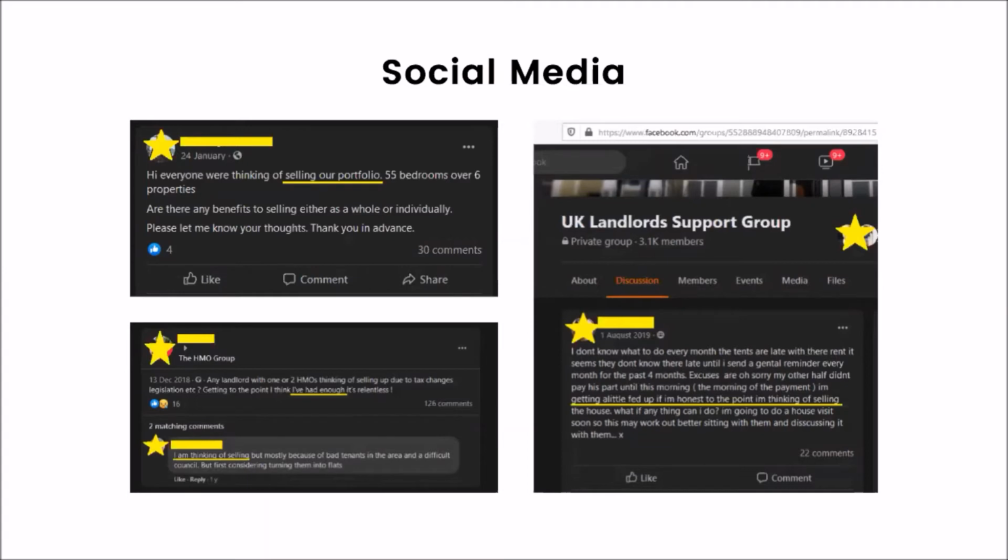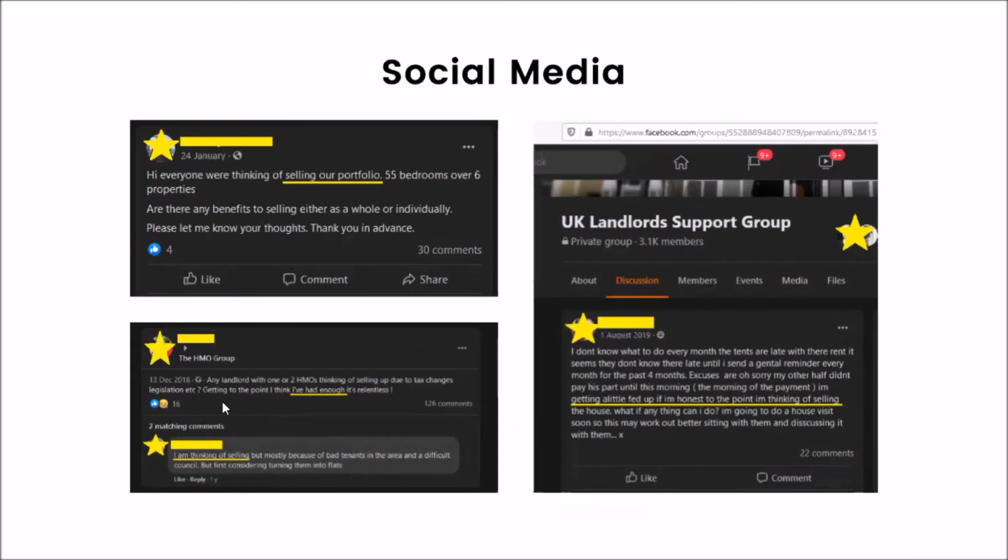So what this person has done is he's posed, or maybe she's posed, a question asking for advice, but at the same time, she's making it known that actually we are selling our portfolio. And she generated about 30 people commenting on her post. And most of these comments were PM me, I'm interested, or where's your area, I'm interested, or stuff like that. So this could be one way that you might be doing for a landlord client.